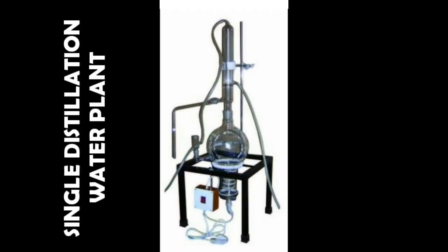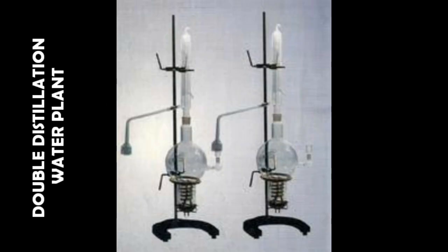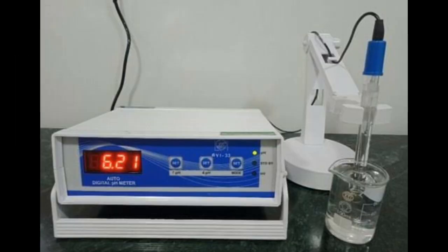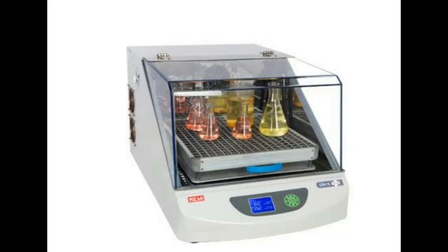Let's go to the single distillation water plant. It is mainly used for the distillation of impure water into pure form by providing heat. This is the double distillation water plant. Actually, distillation water plants are of two types, single distillation and double distillation. Let's go to the next one, that is the pH meter. The pH meter is used to measure the pH of media or liquid substances, whether they are acidic or alkaline media.